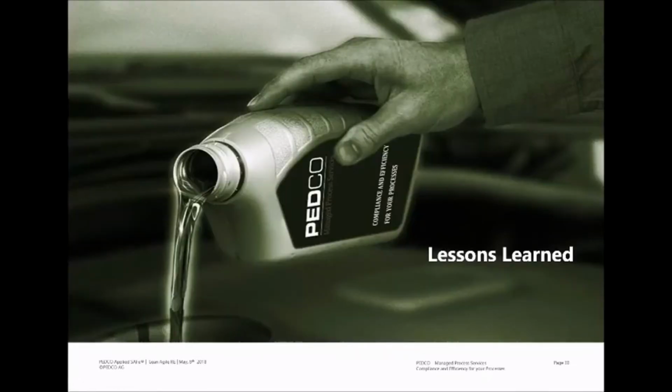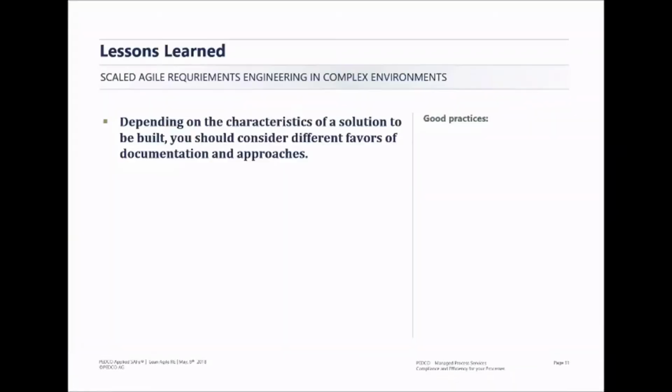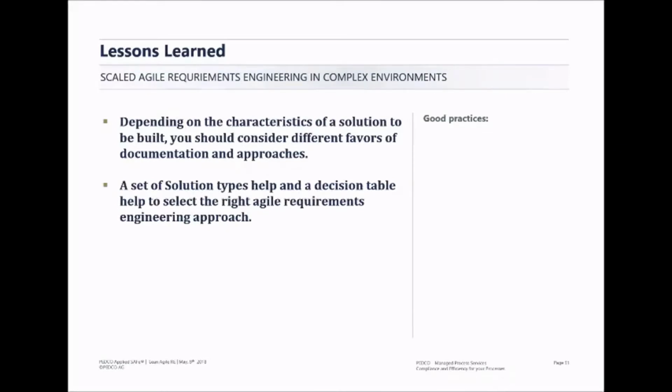So I would like to summarize our lessons learned from several customers. Depending on the characteristics of a solution to be built, you may consider different flavors of documentation and approaches. For example, lifetime, business criticality, existing documentation, size of solution, expected people turnover, and time to market. A set of solution types helps, and the decision table helps to select the right Agile requirements engineering approach. You base decisions on given facts and let them determine what kind of requirements documentation is needed. This is a decision table then.